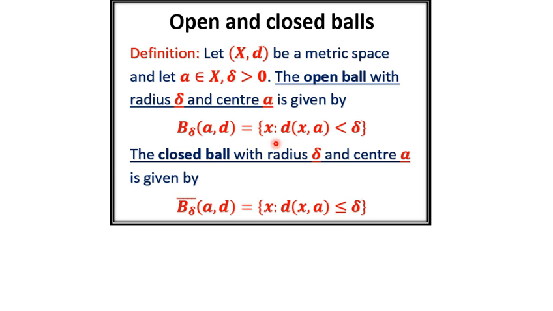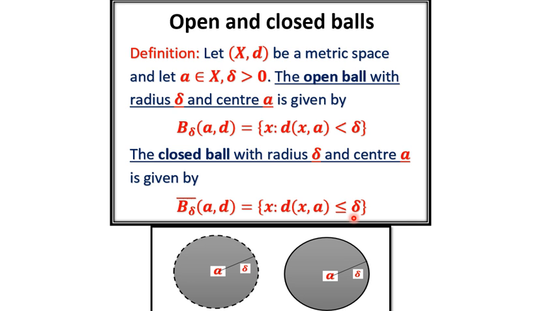So in other words, if you look at the open ball, the points on the boundary of the ball or the circle are not included within the set. However, in the case of the closed ball, the points on the boundary are all included. And to see this, we can have a very simple example. For example, depending on a given metric and a given set, the open ball could look round like this.